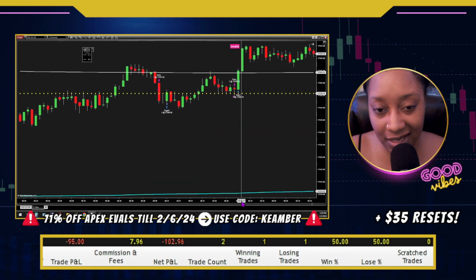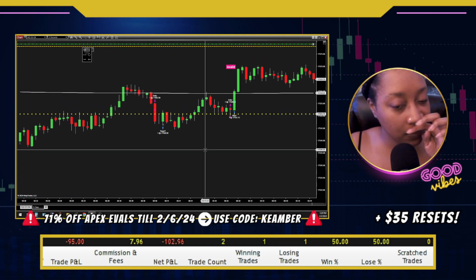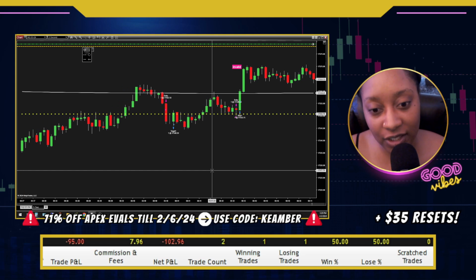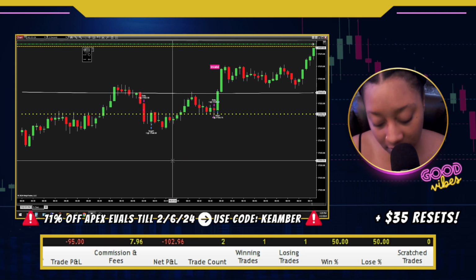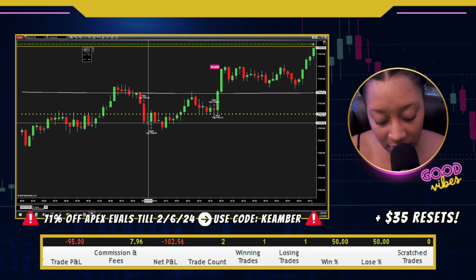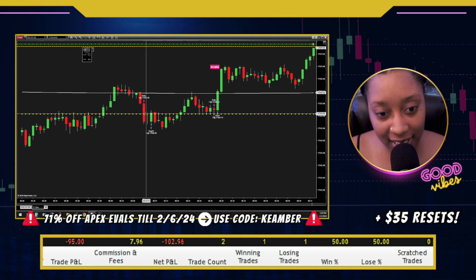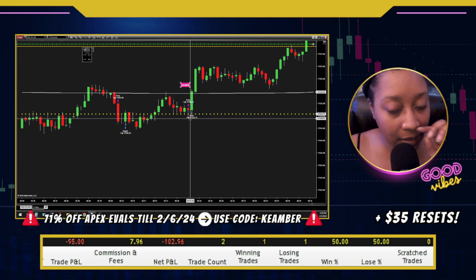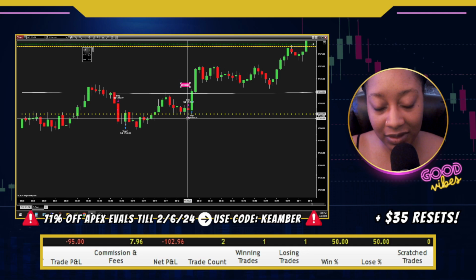All right, so switching back to the sim account, now you guys will be able to see some of the trades that I did take on sim. And again, some of them I just took just because, and then other ones were actually valid trades and things like that. So here was the first trade that I ended up taking, and you guys can see that was a win.